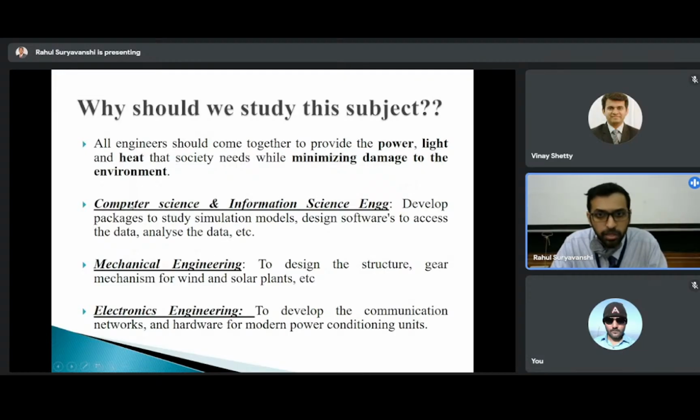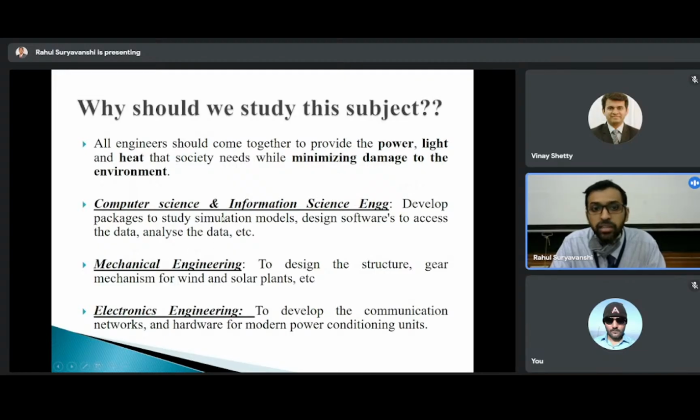So let us start with computer science and information science engineering. There is a myth that computer science and information science engineering are not linked with electrical engineering. What we can say is now the globe has come in such a way that all engineering fields are interdisciplinary. There cannot be only a computer science engineer, only an electrical engineer, or only a mechanical engineer. Everybody has to work in all the domains. So what is the role of a computer science engineer?